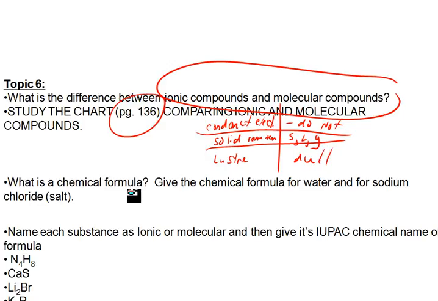What is a chemical formula? Give the chemical formula for water. The chemical formula for water is H2O, and it represents the number of atoms that make up the compound. So what's the total number of atoms here? 3 atoms, 2 hydrogen and 1 oxygen.